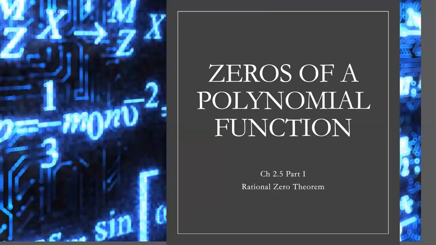Hello, this is the first in a three-part series about finding the zeros of a polynomial function. It's chapter 2.5 in the textbook that RVCC is using in the fall of 2020, and this video pertains to the rational zero theorem. The rational zero theorem purely provides us a set of numbers that could contain the rational zeros. So the rational zeros have to belong to that set, but it helps us focus where we're looking for the rational zeros.